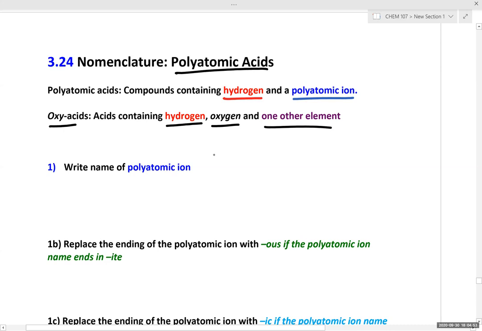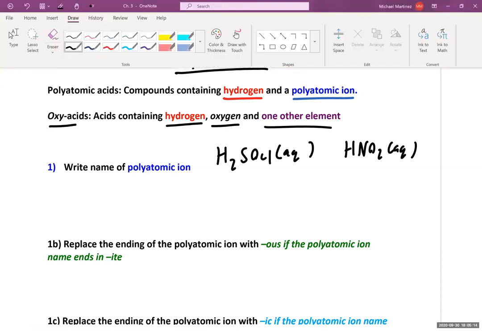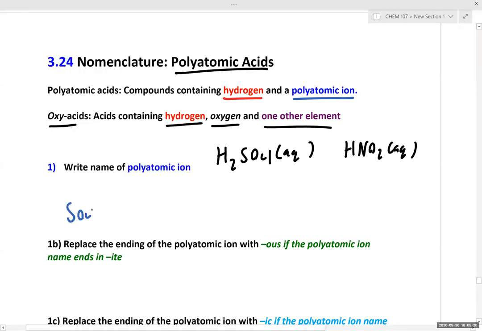So let's look at an example where we have H2SO4 aqueous, and let's try to name this polyatomic acid. So we'll look at two examples, H2SO4 and HNO2 aqueous. So the first step in both of these cases is to write the name of our polyatomic ion. SO4 2- is sulfate, while NO2- is nitrite. Everyone following with me so far?